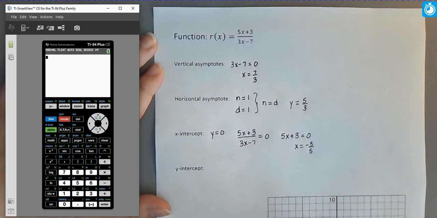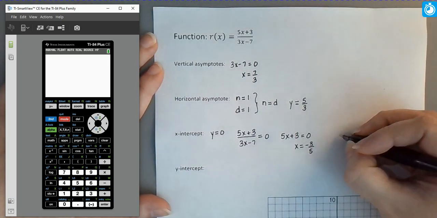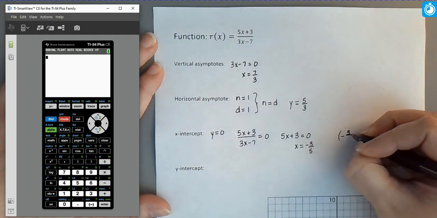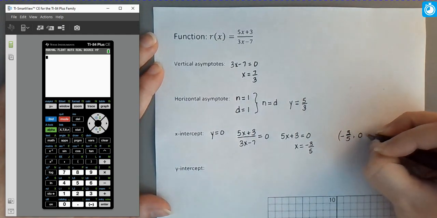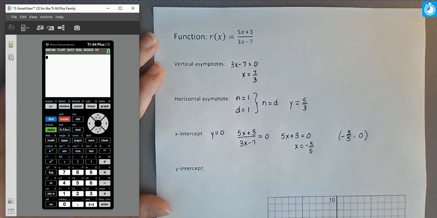Now this is not an asymptote. Remember, this is a coordinate associated with the x-intercept. So that means our x-intercept is going to be negative 3/5, comma, 0. That'll be the one location where this function's graph crosses the x-axis.